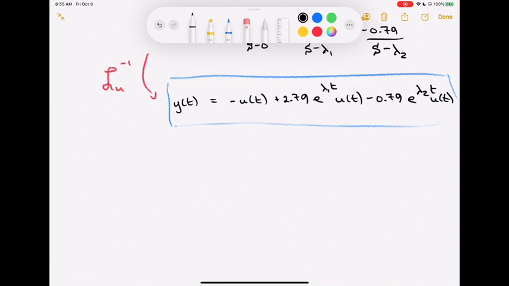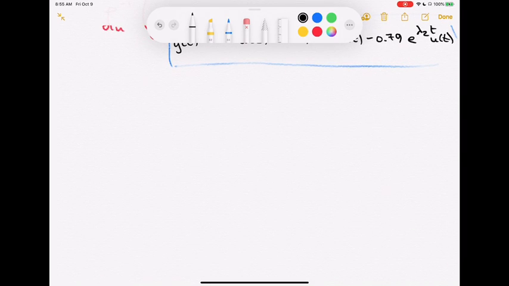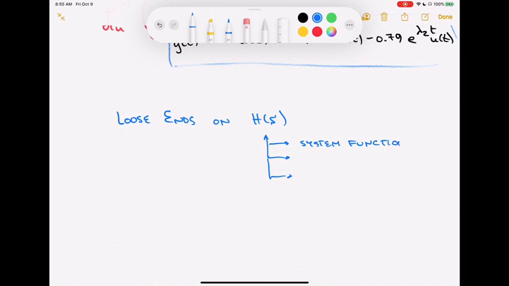I'm going to do a few loose ends on this thing H(s), which we call the system function. So let's go ahead and look in this particular case, and I'm going to call this loose ends, right, on H(s). And H(s) goes by a lot of different things, right? So what are some different things that we know about H(s)? H(s) we had seen before, and we had seen it called the system function. Okay, so that is one thing that it's oftentimes called. It is also called the transfer function. So these are both common terminology used to describe this thing H(s).